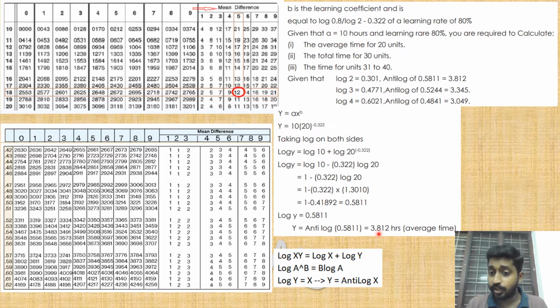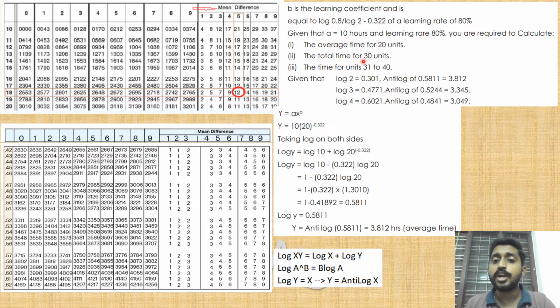Very simple. So I think you can rewind and see what I said. This is a very simple methodology to use the log table. Now we have used the log table and calculated y, the average time taken to produce x units. Here x is 20, so for 20 units the average time taken per unit is 3.812 hours. If they have asked for total time, you have to multiply 3.812 by 20 to find the total time for 20 units. And that is very similar to the next question.